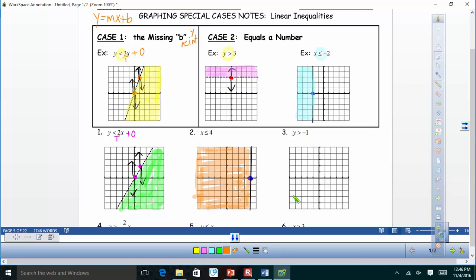Okay, let's try y. So for y, we have y is greater than -1. Where is y -1? We're going up and down, but would I go up or down for -1? Down 1. Okay. Then what type of line am I drawing? Dotted or solid? Dotted. And is it going up and down or side to side? Side to side.